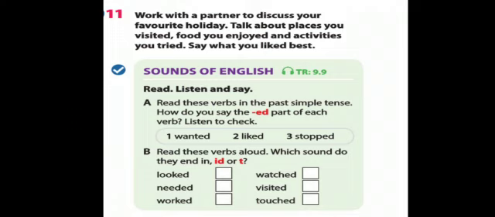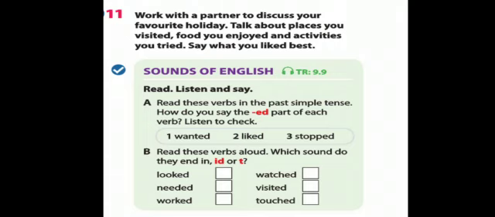Sounds of English. Read, listen and say. A. Read these verbs in the past simple tense. How do you say the ed part of each verb? Listen to check. 1. Wanted. 2. Liked. 3. Stopped.